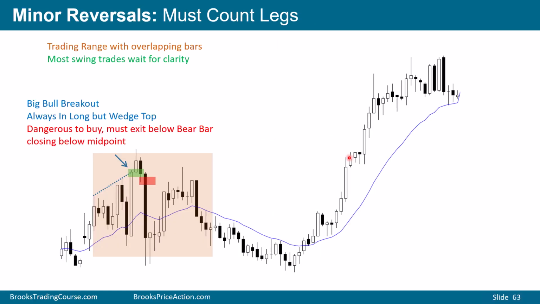Minor reversals, again, you must count legs. Just because you see a relatively big bull bar and it looks like it's undoing the bars to the left, that's a very, very dangerous way to trade. In general, traders should structure their trades where they always have at least a 1-to-1 risk reward. Traders buy the close, stop below. But if a trader does that, what happens?